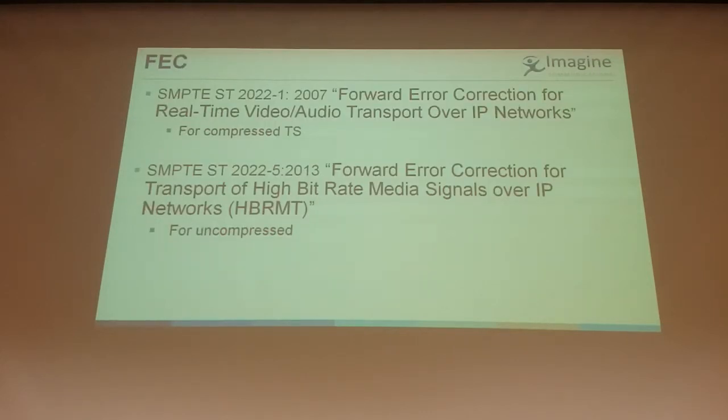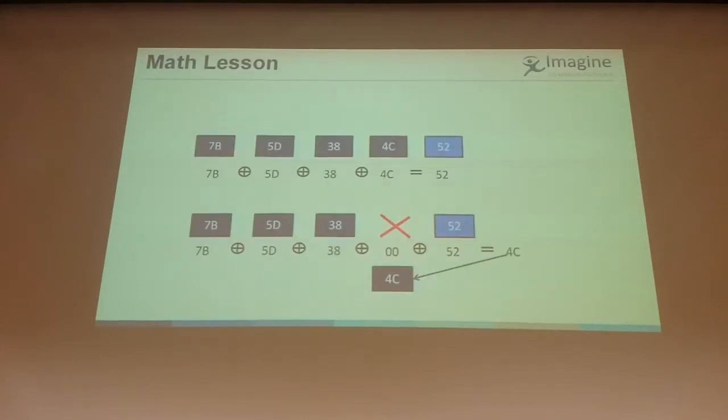So we get into forward error correction. Within SMPTE, there's 2 standards that are relevant here. There's the 2022-1, which deals with compressed streams, and then the -5, which deals with uncompressed. And so a quick math lesson here. You're thinking here, it's 8 o'clock on a Tuesday, I don't want to learn math. But anyway, we'll do just a really quick math lesson here.